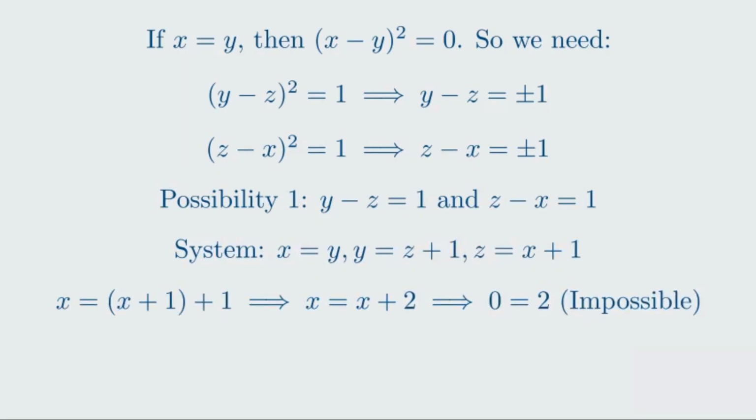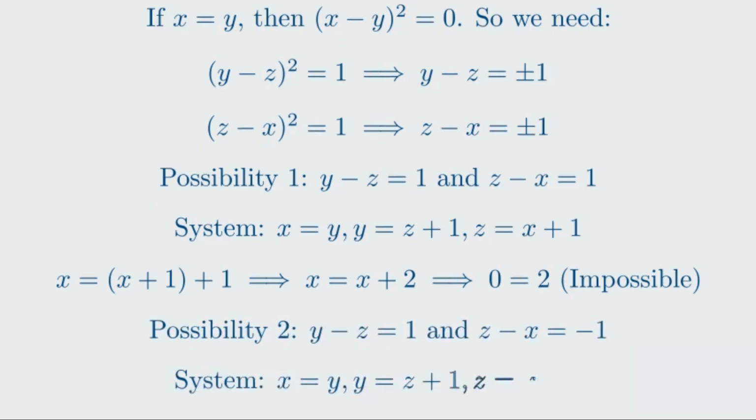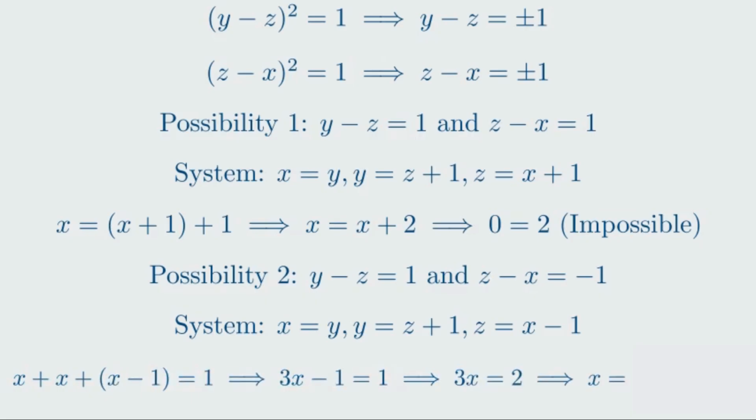This gives y equals z plus 1, and z equals x plus 1. Substituting x plus 1 for z in the first equation gives y equals x plus 2. Since y equals x, this implies x equals x plus 2, which means 0 equals 2. This is impossible. Let's try y minus z is 1, and z minus x is minus 1.